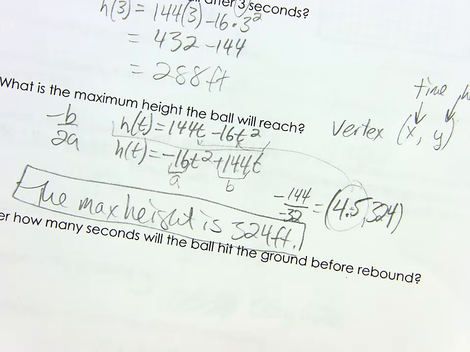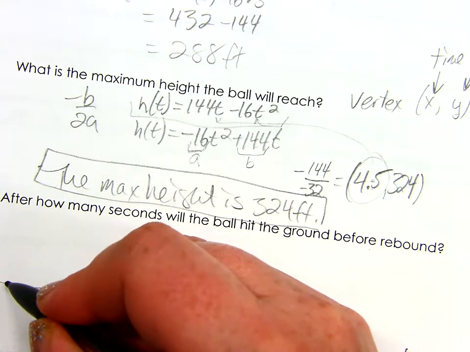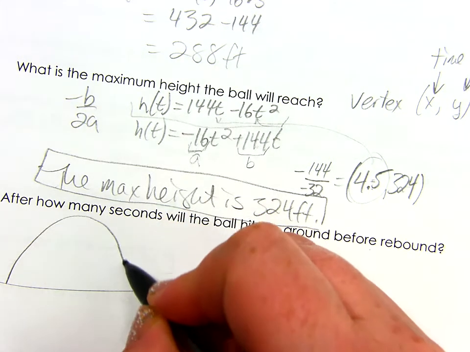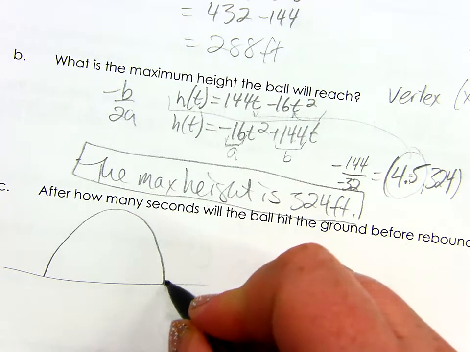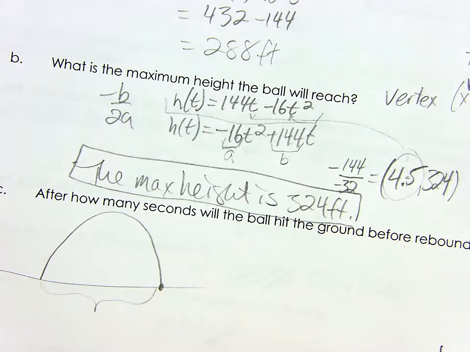Now, part C. After how many seconds will the ball hit the ground before rebound? So, in other words, remember what happened? Here's the ground. The ball got thrown, and it comes back down, and it lands back on the ground. I'm looking for how long it took for that to happen. I'm going to find that out.